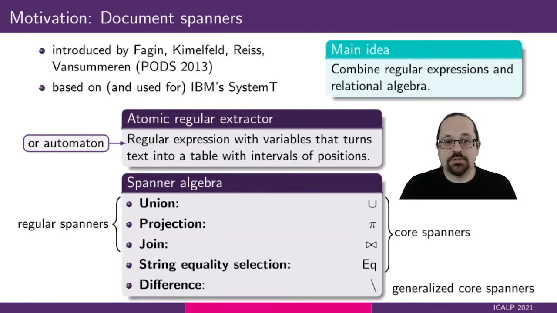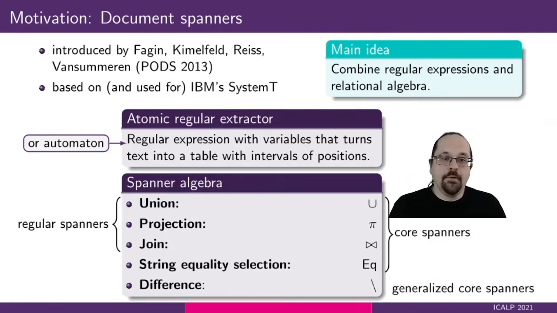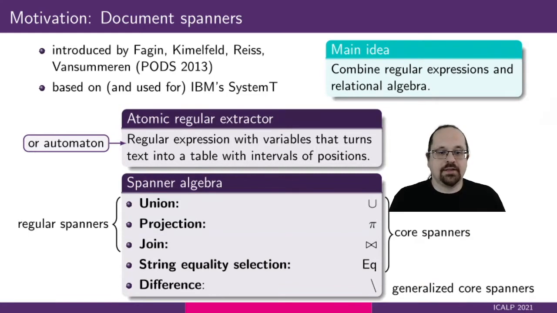Things change when you start using string equality, which you might use for things like give me all email addresses that occur twice in the text and so on, just to compare things and check whether they're the same. So string equality is an essential part of IBM System T. That's why it's part of the core functionality. That's why the original paper called them core spanners.